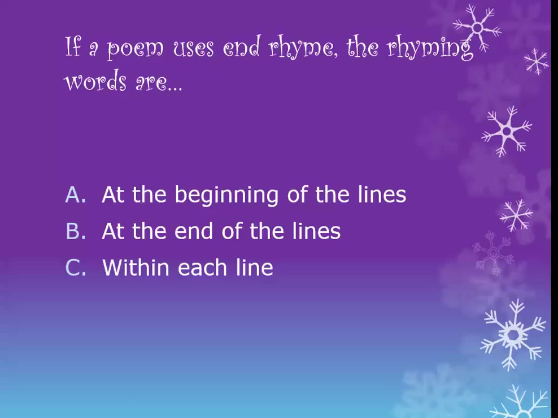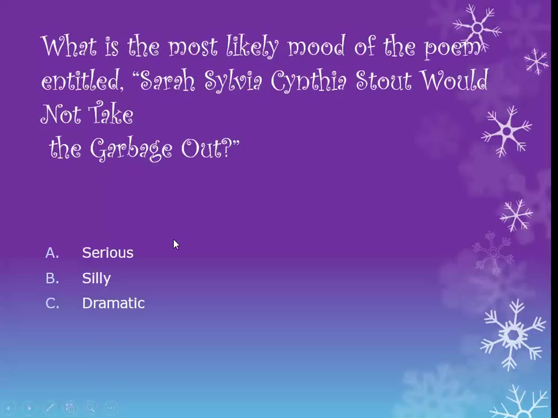If a poem uses end rhyme, the rhyming words are at the beginning of the lines, the end of the lines, or within each line. And of course, if it's end rhyme, you know that it's at the end of the line, so it's B. What is the most likely mood of the poem entitled Sarah Cynthia Sylvia Stout? I think we did that. Serious, silly, or dramatic, and it is silly.